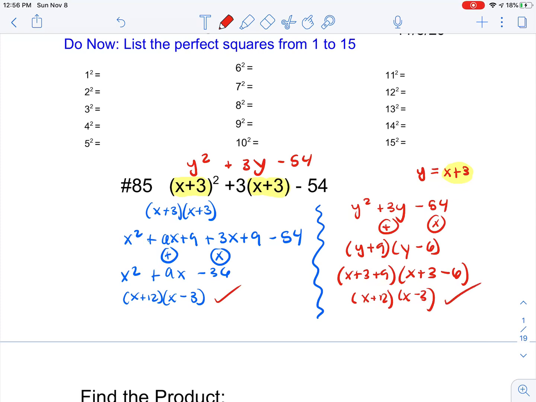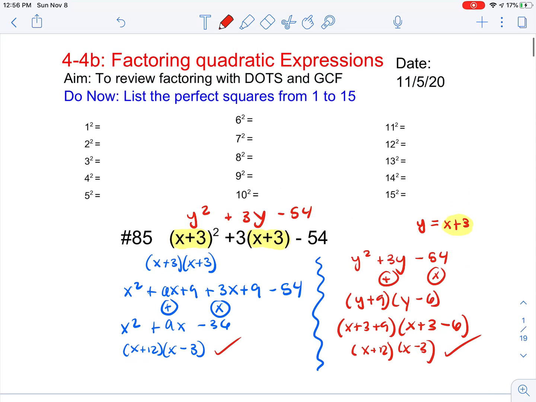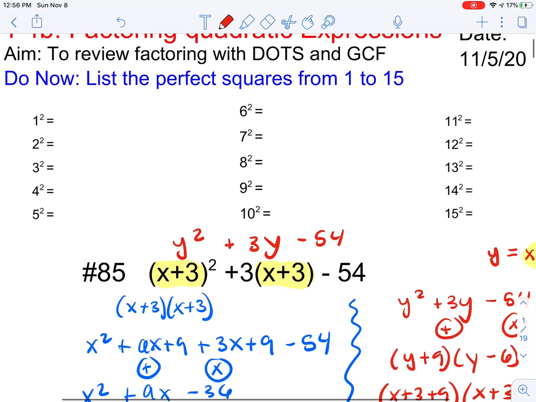Both methods work. But I want to challenge you to start looking at things in terms of structure. Do they follow the same type of structure? And yeah, in this question, even though it's x plus 3 squared, that x plus 3 is still repeating itself in the same pattern as a standard quadratic trinomial. So we're going to use that skill a little bit later on in this lesson. But first I want to focus on perfect squares.